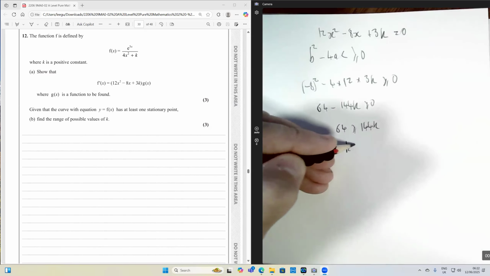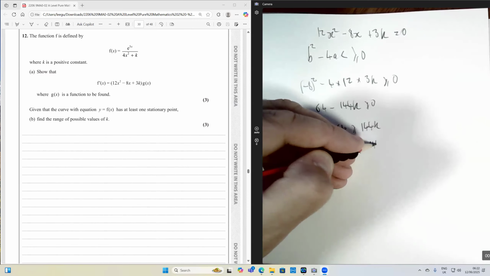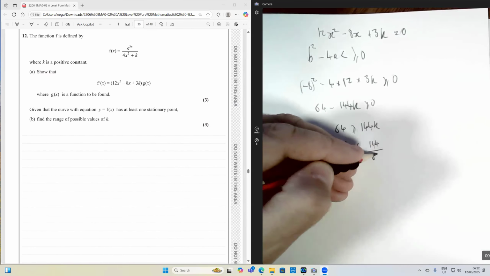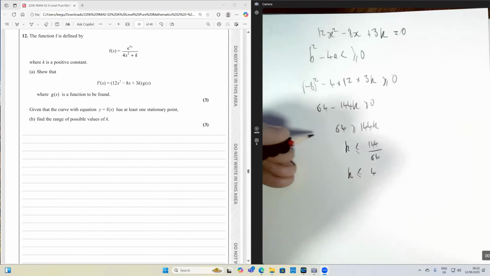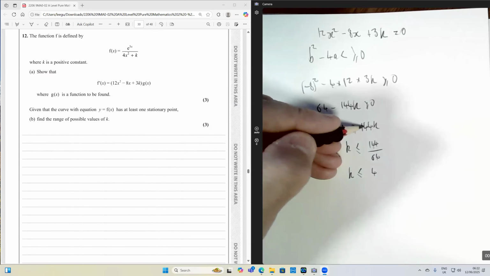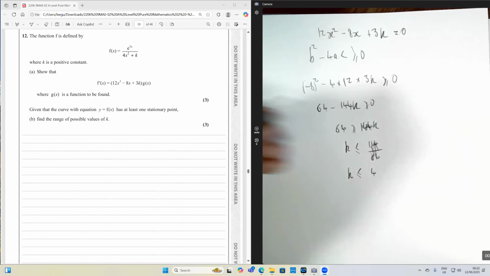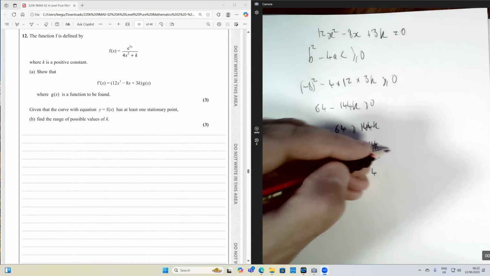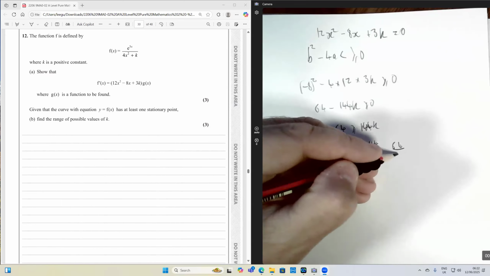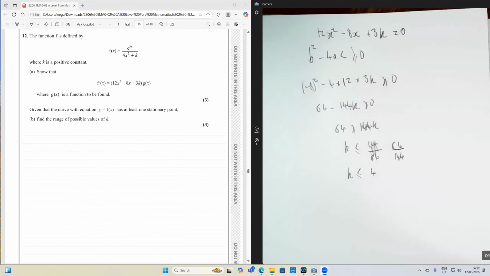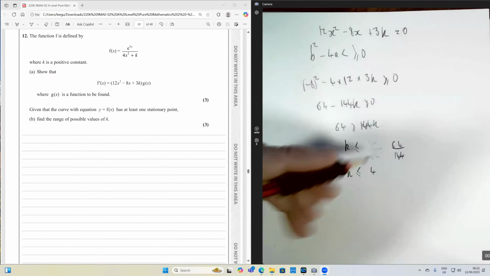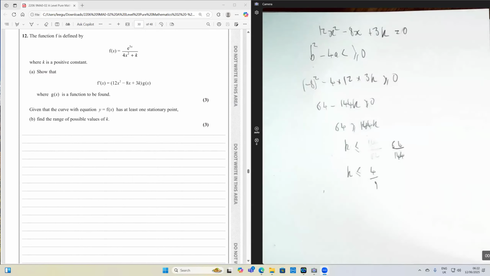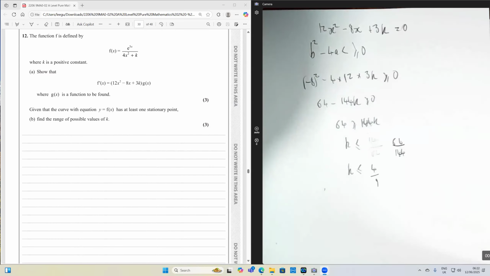And that gives us that k is less than or equal to 144 over 64, and that simplifies down into 4 over 9. Oops, hang on a minute. Upside down there. Turn my fraction the right way up. That is, sorry, 64 over 144. And 64 over 144 is, when we simplify that, 4 over 9. Okay, there we go. So 4 over 9.